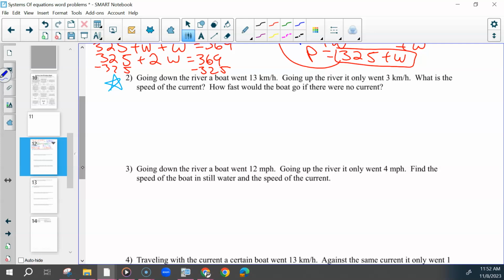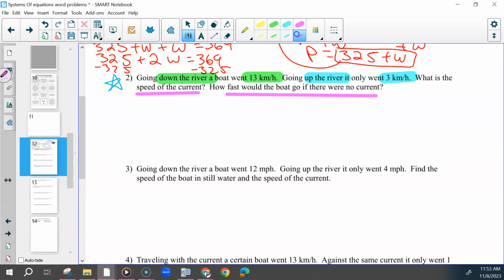So number 2. Going down a river, a boat goes 13 kilometers per hour. Going up the river, it only went 3 kilometers per hour. What is the speed of the current? How fast would the boat go if there were no current? So what's important there? Right, down a river, 13 kilometers per hour. Speed of the current. How fast?